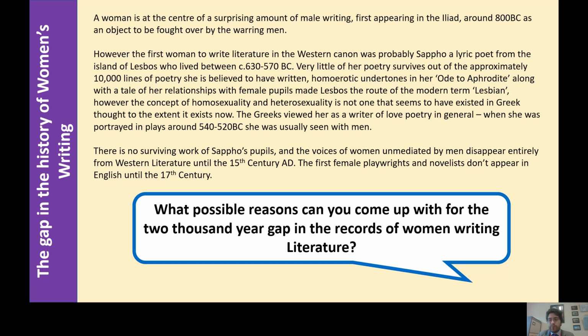And when she's being portrayed by Aristophanes around 540 BC, so shortly after her death, she's usually seen in Aristophanes' comedies as being with men. And indeed, one of the stories about Sappho is about her love of a ferryman called Phaon.